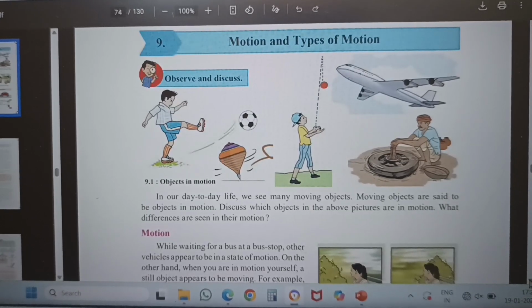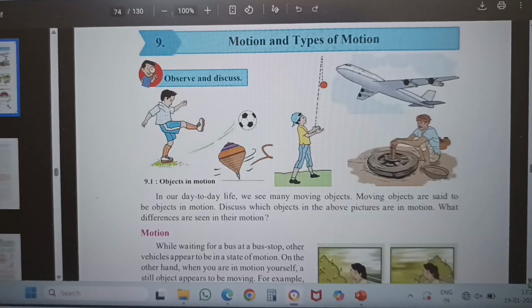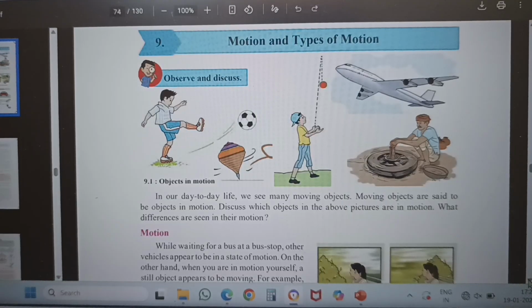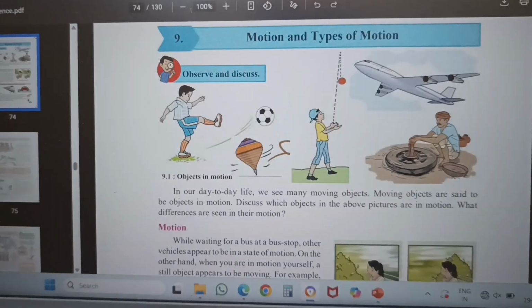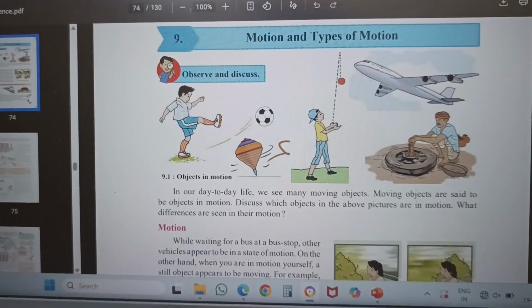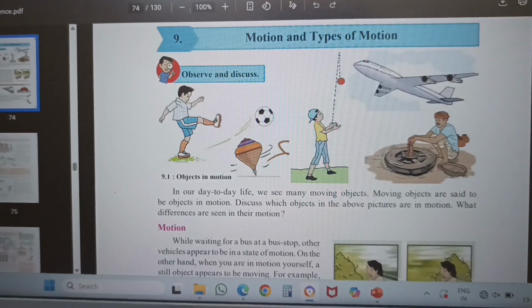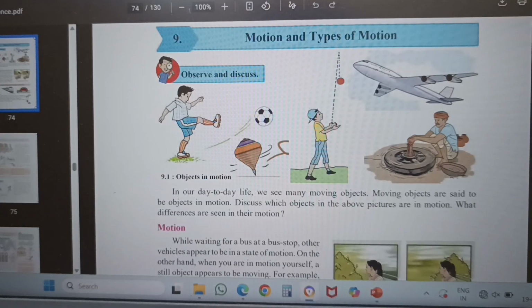Today we are learning lesson 9, motions and types of motions, of grade 6 science. So let's start. What we are going to learn about motions: what is motion we will understand, and the types of motions. What are all the types of motions we have?